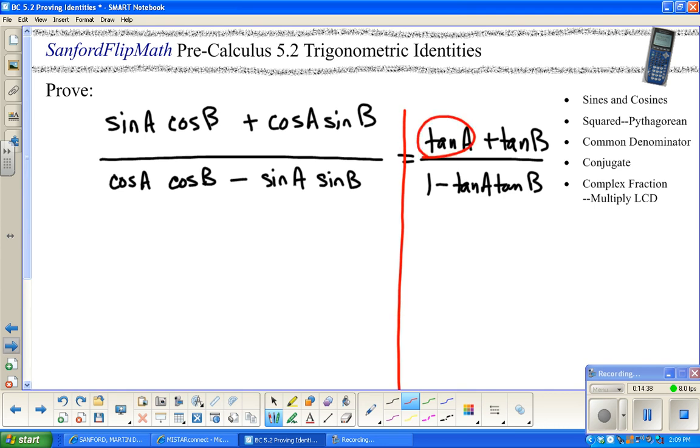Notice that this is tangent. And tangent, remember, is sine over cosine of A. Well, if I had a cosine right here, cosine A, then I'd have tangent. But I can't just divide one term by cosine A. Let's divide every term by cosine A.